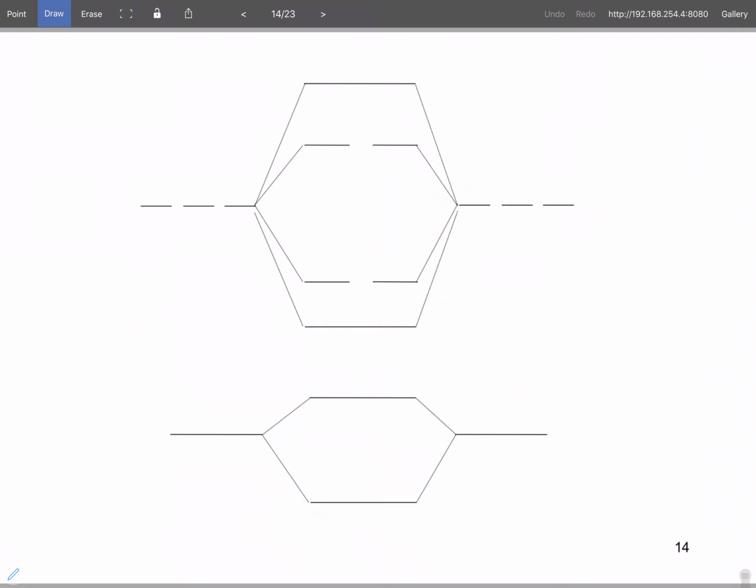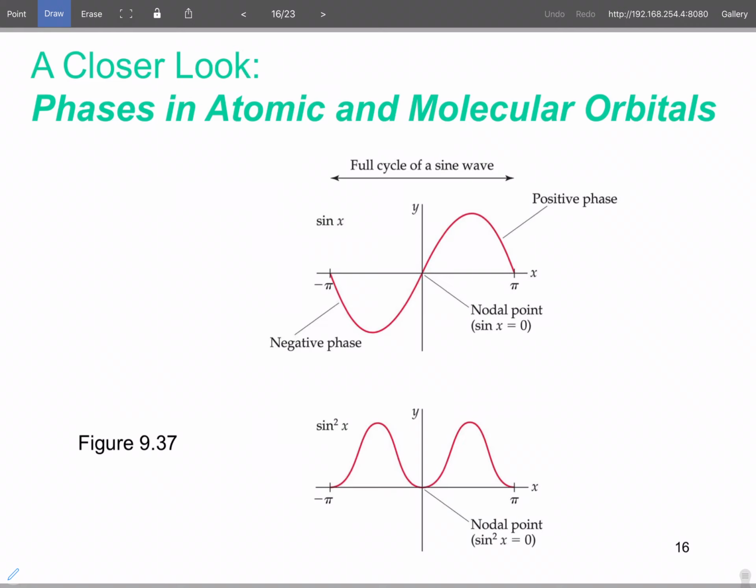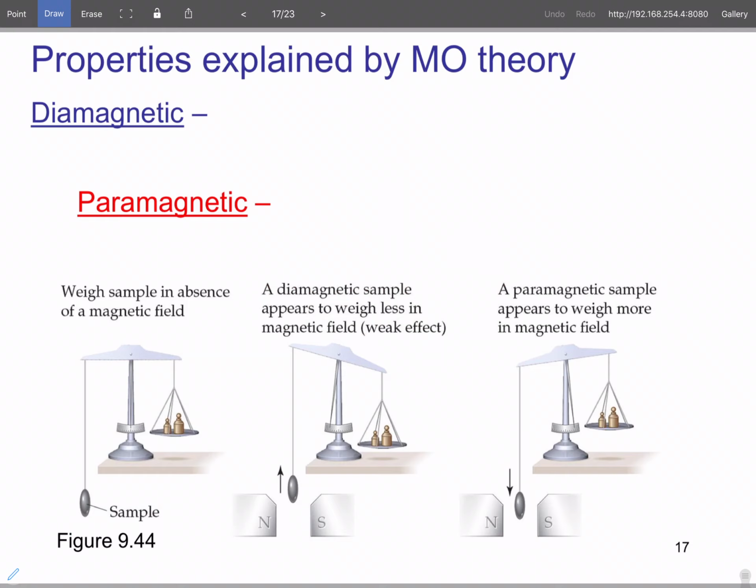Now, I gave you a couple extra forms so that you can play with them and practice with them, but I'm not doing anything with them. Phases, atomic and molecular orbitals, it's worth looking at to understand the constructive and the destructive interference. Okay. There are a couple other properties that are explained by molecular orbital theory.